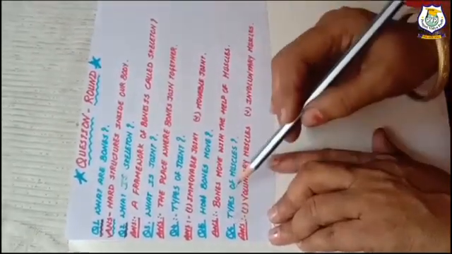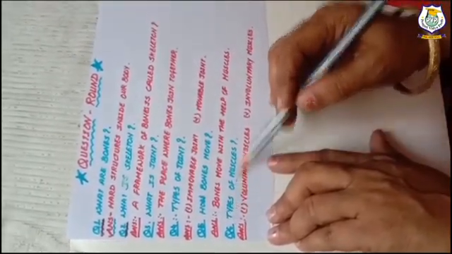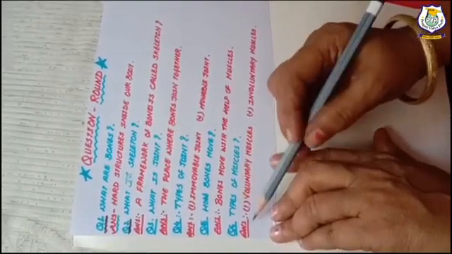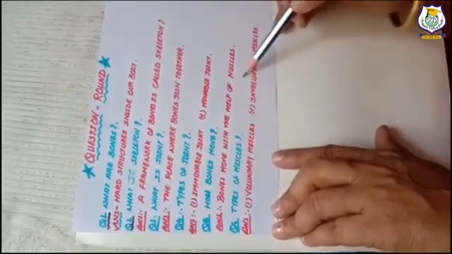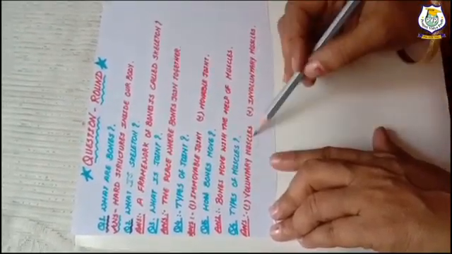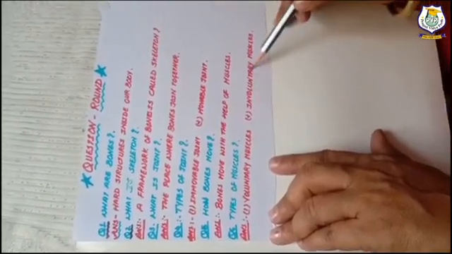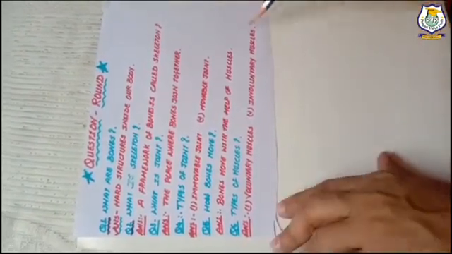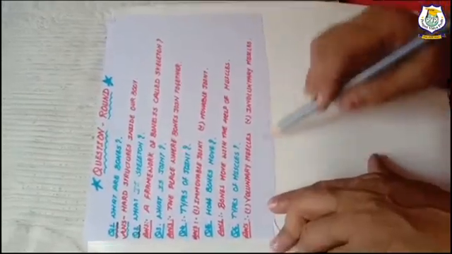Question 6. What types of muscles? Answer. There are 2 types of muscles. First, voluntary muscles. Second, involuntary muscles. Now, by this we have completed our chapter.